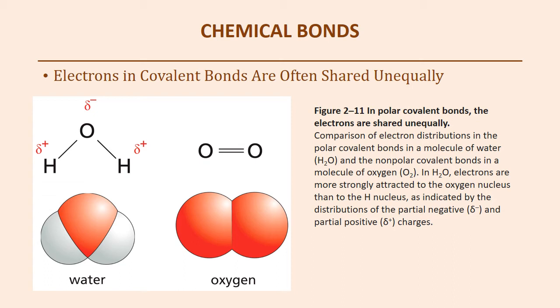Well, that means that if I'm taking a look at a covalent bond, I have to take a look at the elements that I'm trying to interact together, and I have to find out if they are at the same level of electronegativity or if they're at a different level of electronegativity, meaning one is stronger than the other. So let me give you an example.